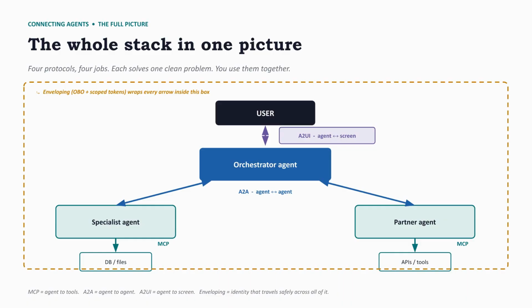Four protocols, four clean jobs. MCP is agent to tools, A2A is agent to agent, A2UI is agent to screen, and auth is safe identity across all of it, and you compose them into a modern multi-agent system.